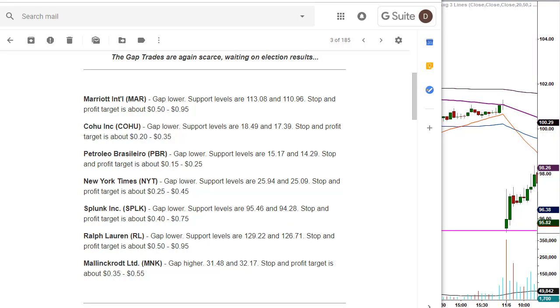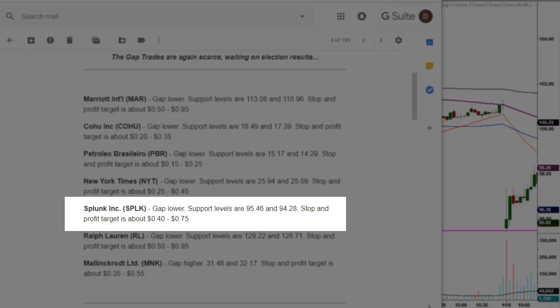The next one that hit its price objective was Splunk, gap lower. Support levels are 95.46 and 94.28. Stop and profit target is about 40 to 75 cents. We're going to take a look at all these charts. Keep in mind, minimum profit target.